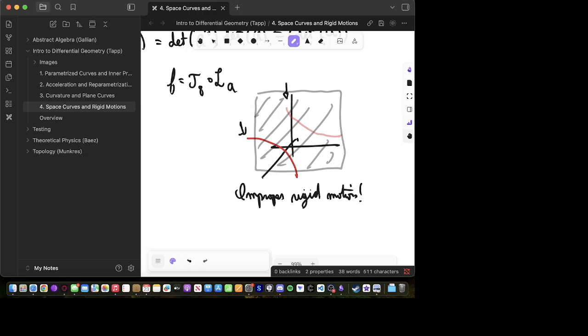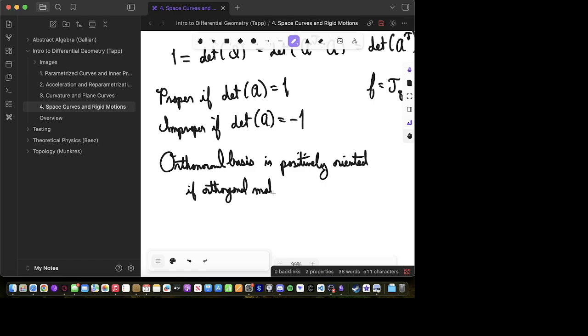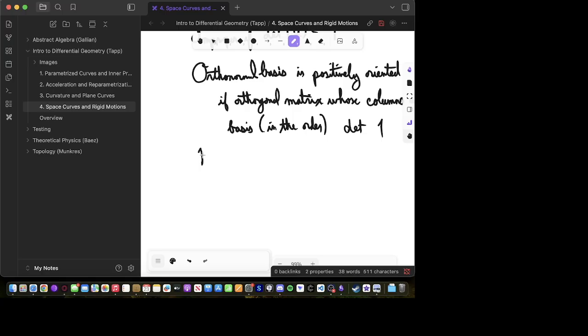So, furthermore, we can say an orthonormal basis is positively oriented if the orthogonal matrix whose columns are the basis, in that order, has determinant 1, and it would be negatively oriented if it has determinant -1.